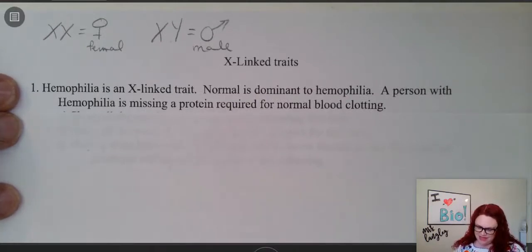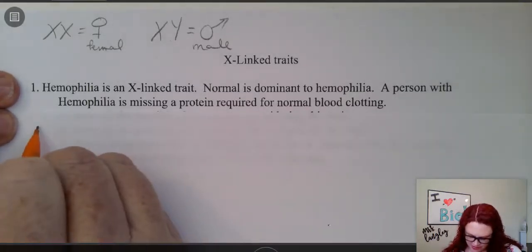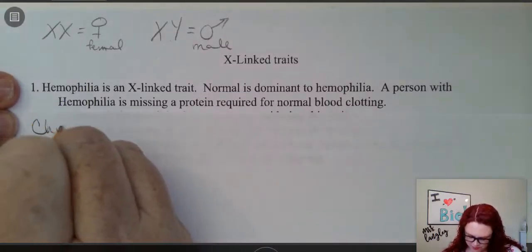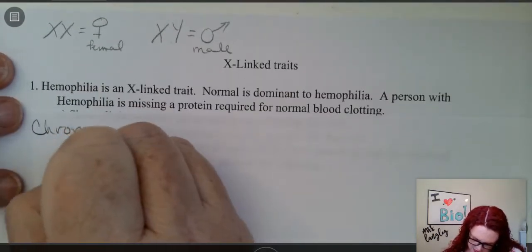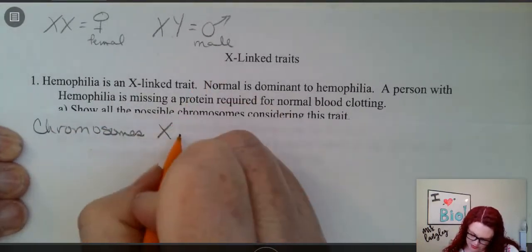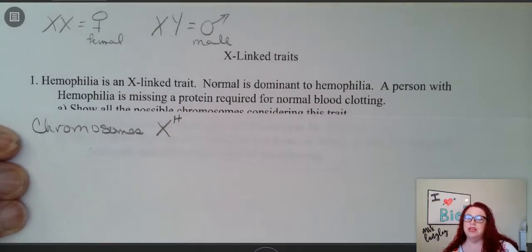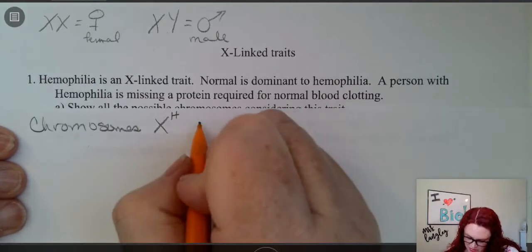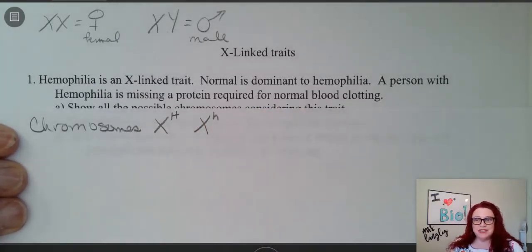Okay, that means that if we are looking at hemophilia as a trait, we have chromosomes that are X. We'll use a capital H for being normal, or we can have X with a little h for being hemophiliac. Those are the options, a capital or a lowercase. Or we could have the Y chromosome.